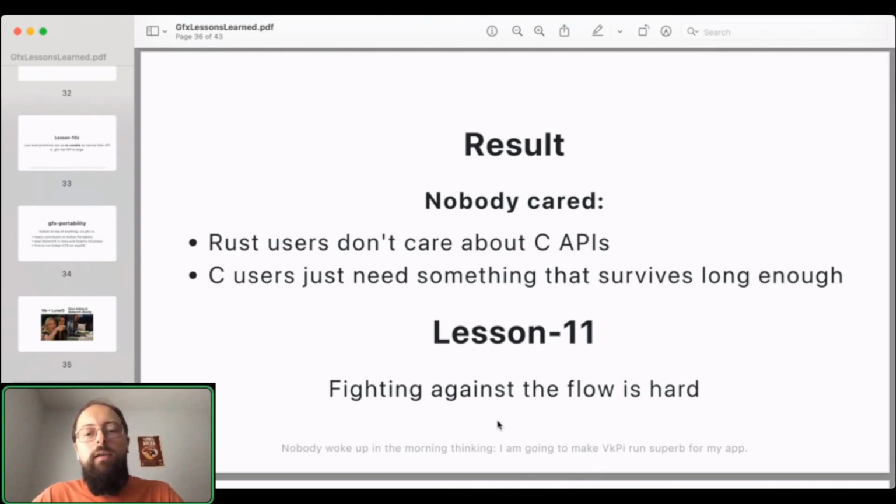So we fought against the flaw, and that fight was hard for us. We had a lot of success with this, though. It was fun. Profiling Dota in particular was very enlightening. But nobody woke up in the morning and thought, "Oh, I have a Vulkan application. I'm gonna make it run great on macOS." Nobody did that. Nobody cared.